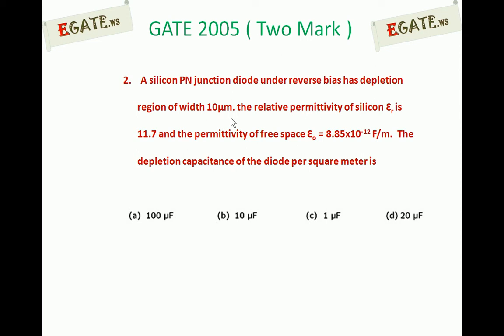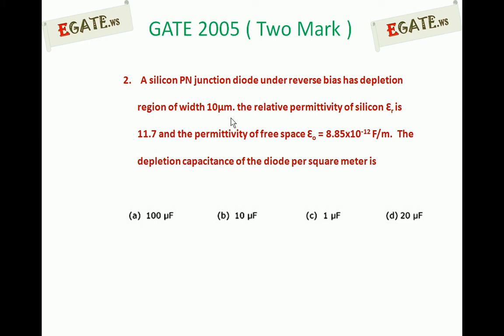A silicon PN junction diode under reverse bias has a depletion region of width 10 micrometers, and the relative permittivity of silicon, epsilon r, is 11.7, and the permittivity of free space, epsilon naught, is 8.85 × 10^-12 farad per meter. Then the depletion capacitance of the diode per square meter is: A, 100 microfarads; B, 10 microfarads; C, 1 microfarad; D, 20 microfarads.